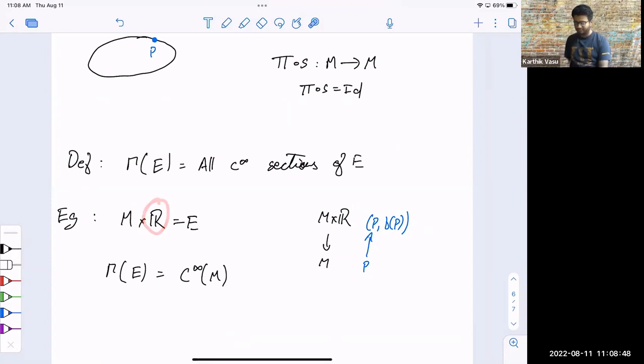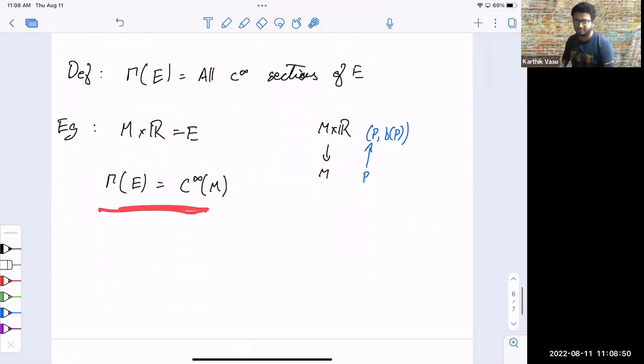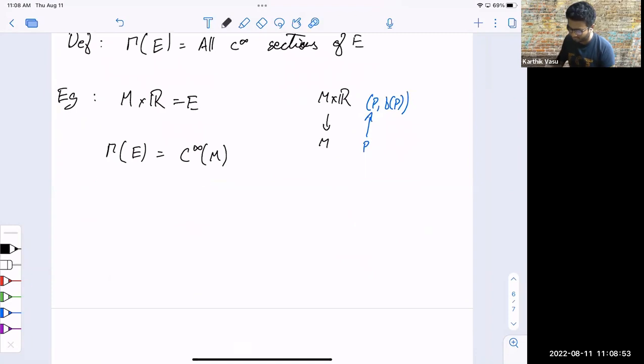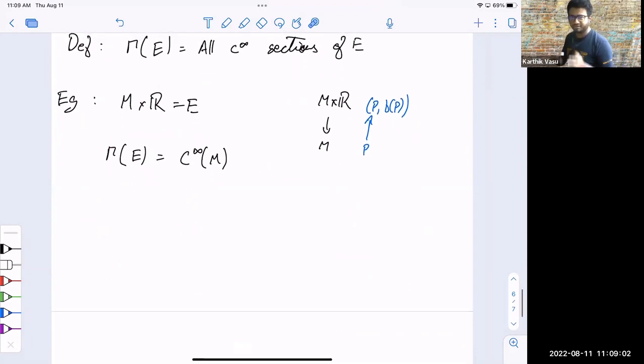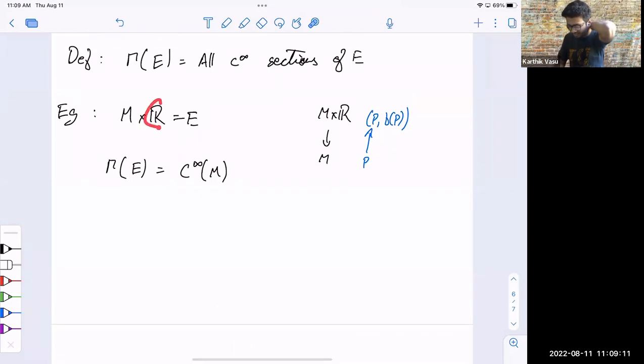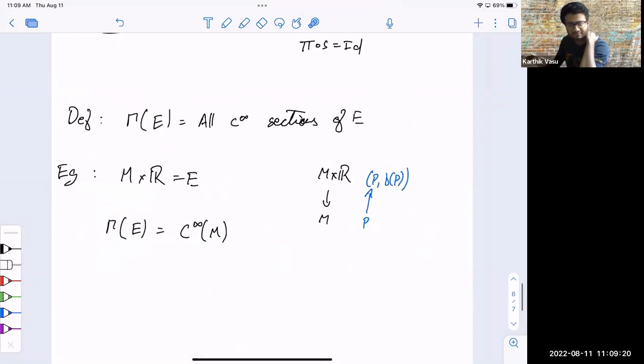So if I took R over here, these are just C infinity functions. So in a way, I want to say sections are just a generalization of C infinity functions. So instead of just working with C infinity functions, at some point, I'll start working with sections because they capture functions and more. So here I had no twisting. I could have introduced twisting, and that will capture something more. So that is there. Any questions till now?